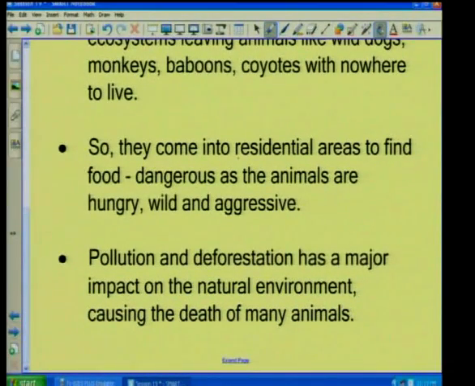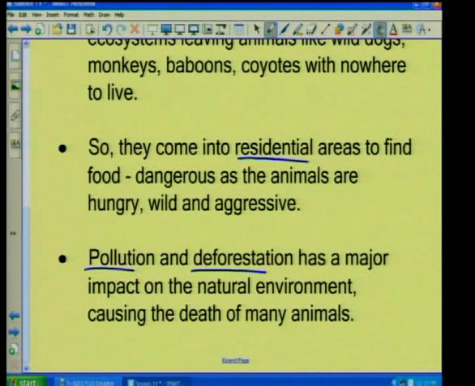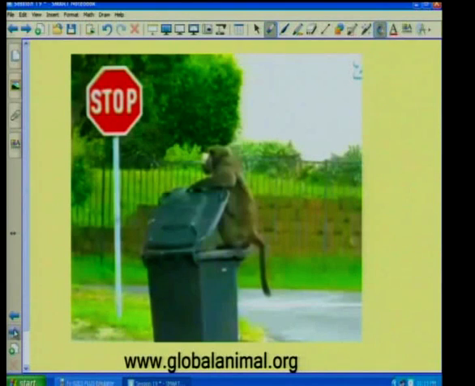So they come to a residential area. Why? To find food, and they're dangerous. They're wild animals. They're not supposed to be in a residential area. We also have pollution and deforestation, a huge problem, where vast tracts of organisms are killed. We take away all the natural resources. We take away the animals and the natural enemies, and we just cause death to a whole bunch of animals.